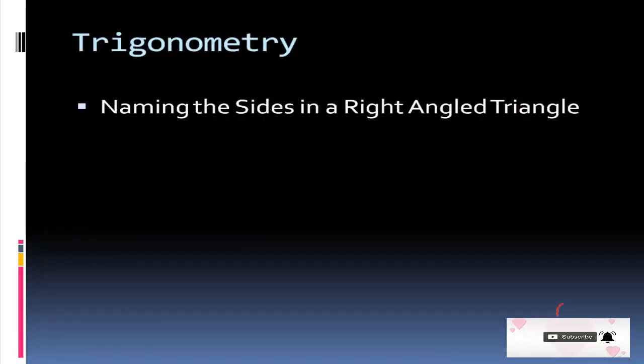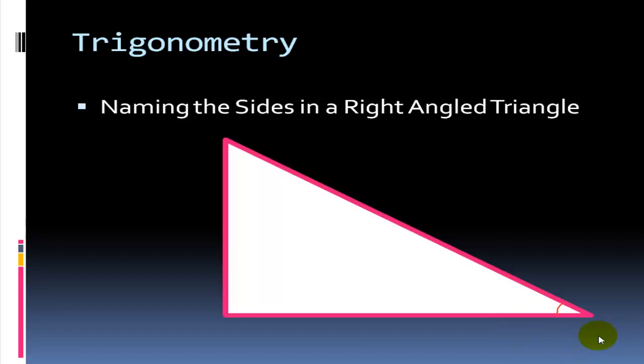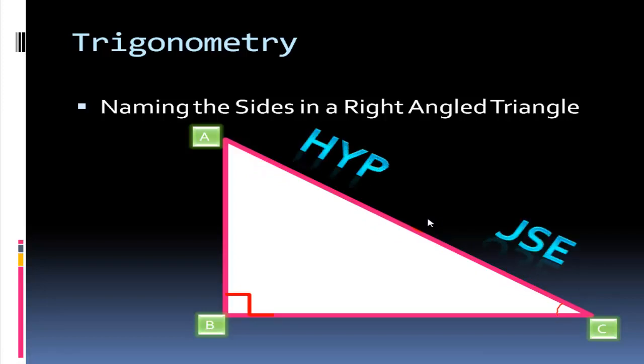Naming the sides in a right angled triangle. Let us take a right angled triangle ABC, where B is a right angle. Here AC is the longest side. This is called the hypotenuse, and angle C is an acute angle, meaning less than 90 degrees.